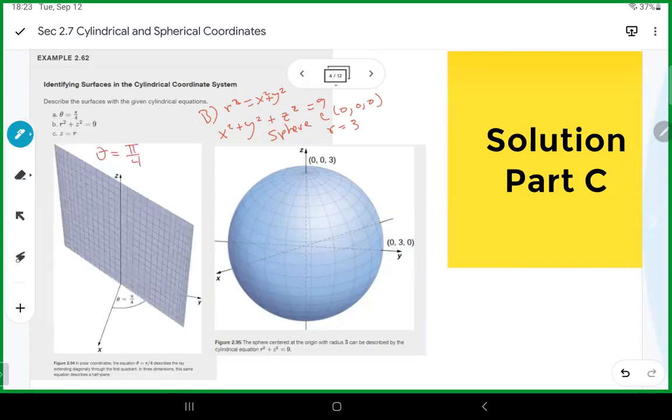And the last one says z equal to r. To describe the surface defined by the equation, it is useful to examine the traces parallel to the xy plane. For example, the trace in plane z equals 1 is a circle with radius 1. The trace in the plane z equals 3 is a circle with r equals 3, and so on. So each trace is a circle. As the value of z increases, the radius of the circle also increases. So that's what this looks like.